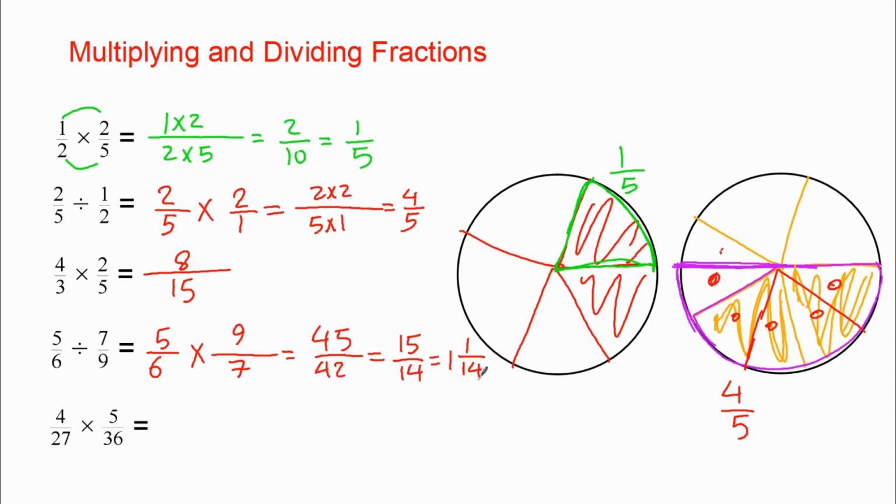Okay. And finally, we come to the final example on this page, which is 4 times 5 is 20. And then you have 27 times 36. If it is a non-calculator exam, multiplying 27 times 36 would be a bit of a longer, time-taking process. And after that, you will find out that the number is 972.